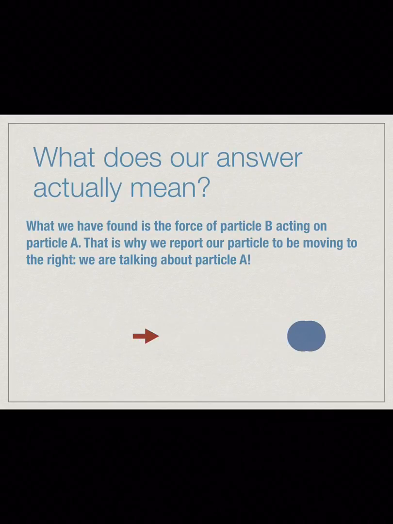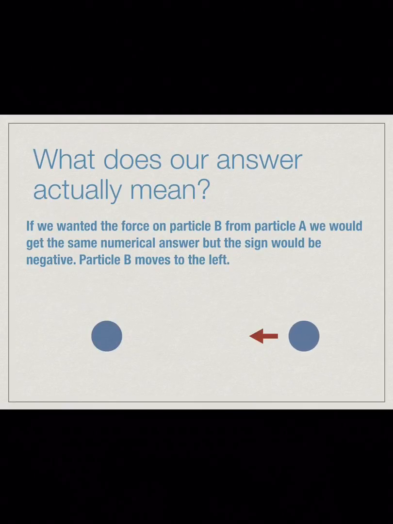So what does our answer actually mean? Well, what we found is the force of particle B acting on particle A. That is why we report our particle to be moving to the right. We are talking about particle A moving towards particle B. If we wanted the force on particle B from particle A, we would get the same numerical answer, but the sign would be negative. Particle B moves to the left because it is attracted to particle A.